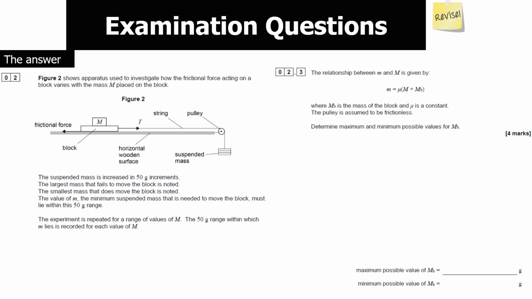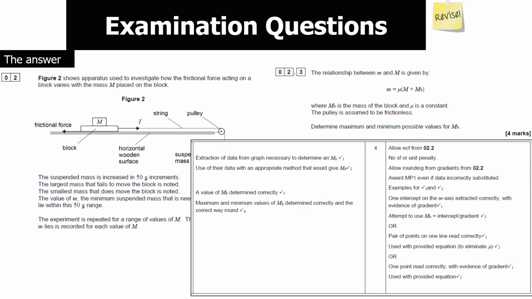Right, so how would you answer this particular question? What you're going to have to do is use the graph previously to determine a value for MB. So you use the data given to get values for MB, the mass of the block. And then you can work it through to determine a value of MB and then use the maximum and minimum values from the different gradients to work it through.